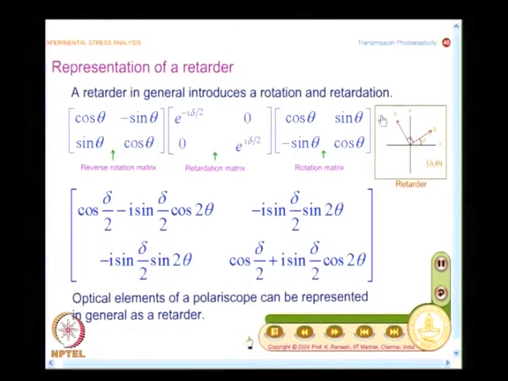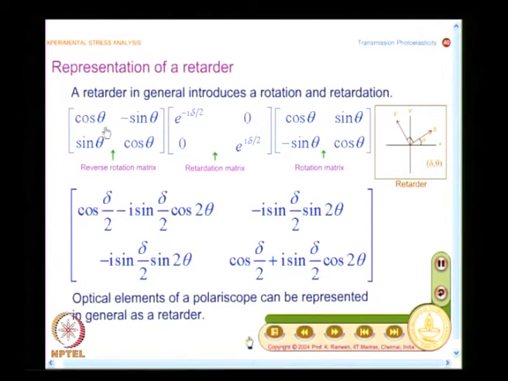And what we have seen in a retarder is, retarder introduces a rotation, and within the retarder you are adding or subtracting retardation only along the fast and slow axis, that is only along the principal stress direction. Remember this.